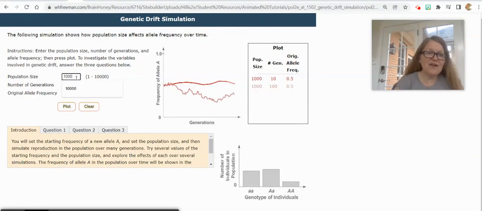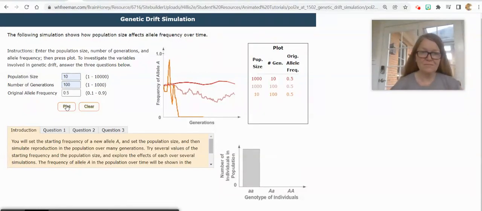Okay, so let's try reducing the size to 10. When we reduce the size to 10, predict, do you think that it's going to remain stable, or what do you think is going to happen? Okay, so here we have a situation where the population size is really small. It changes drastically, and again it changes, and then again it changes, and then you have a lack of genetic diversity in the gene pool because that gene has been lost.